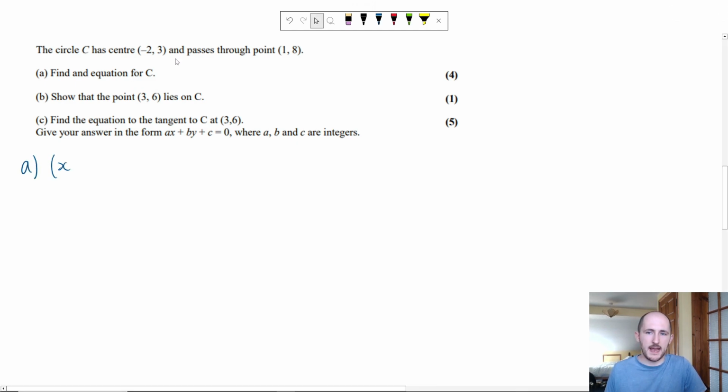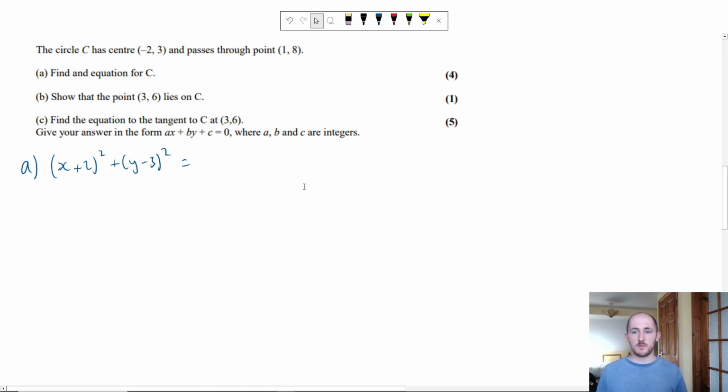And if you remember, the x is minus, so minus minus 2. In other words, it's plus 2 squared plus y minus 3 squared, and that equals r squared, which I don't know. However, using what we did before, we can simply work it out.